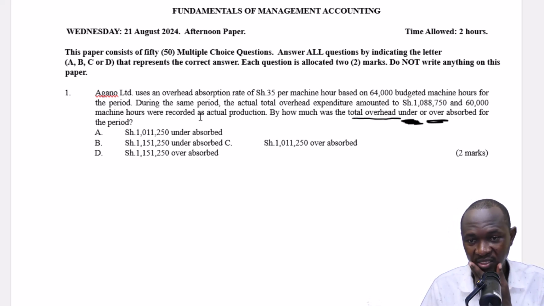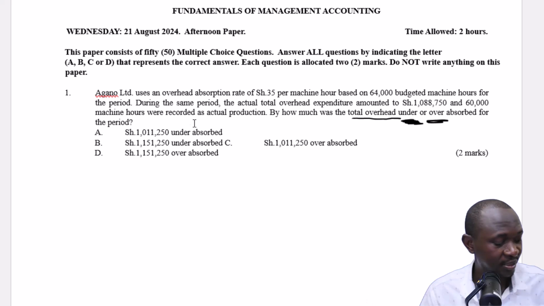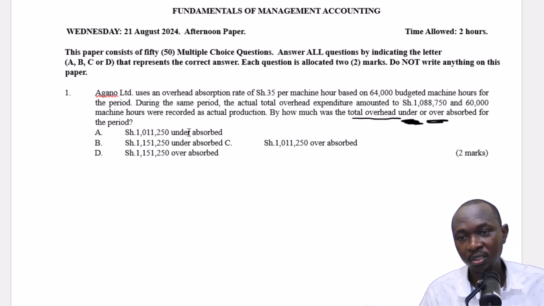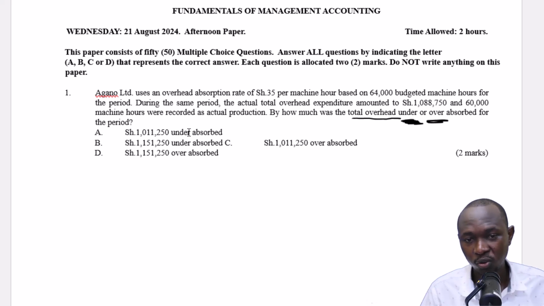The paper consists of 50 multiple choice questions, and we are supposed to answer by indicating A, B, C, or D, the correct answer against each question. The first session will have 10 questions, and that's what we want to look at now. So we'll start. Question number 1.